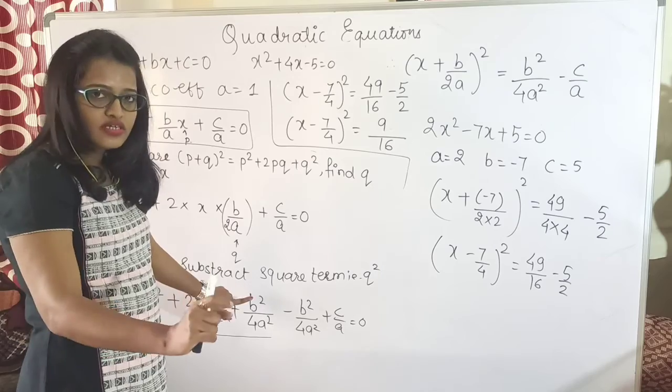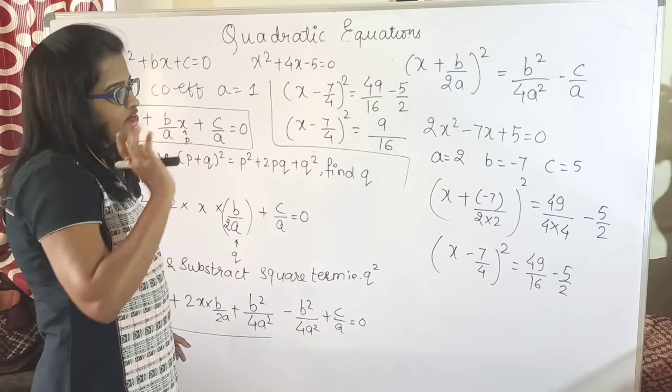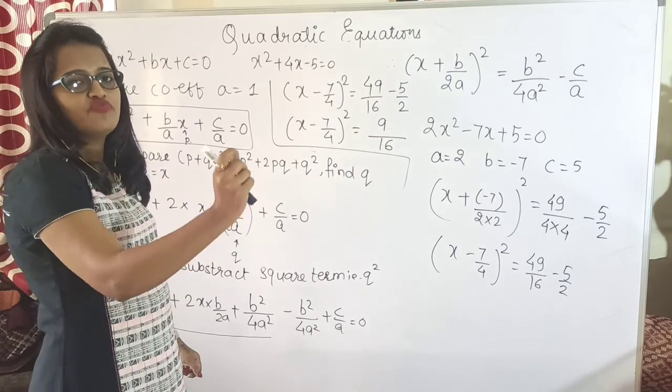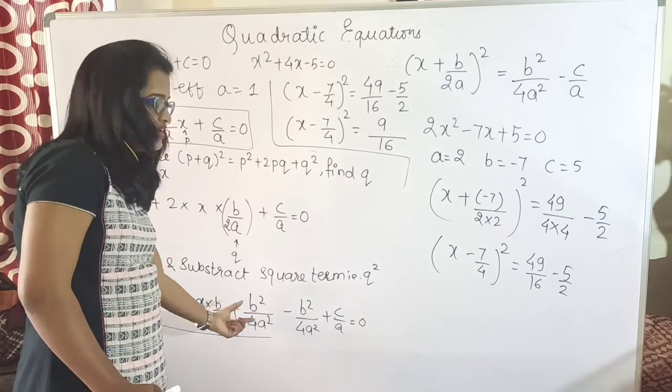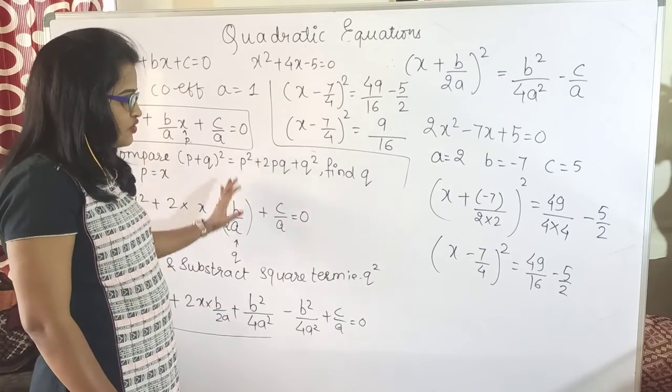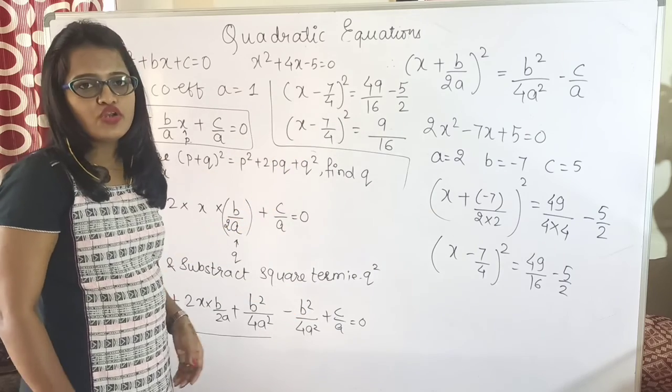Or the third term is actually b by 2a. Always it is b by 2a. So compare it with the standard form and find the value of b by 2a, and that will be the term whose square has to be added and subtracted. Okay, but you have to solve it by this method. Once you get this square, just simplify and find the value of x.